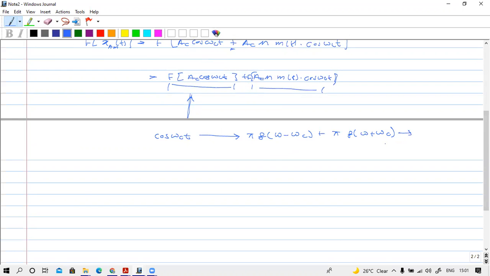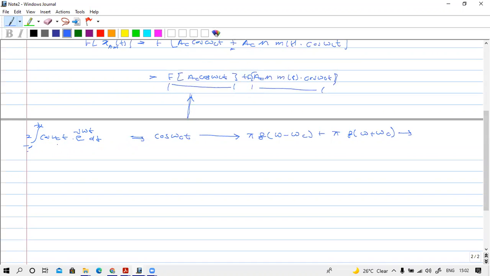To get this value, you have to get the Fourier transform of cos omega_C t. So you have to evaluate this integral: the integral from minus infinity to plus infinity of cos omega_C t times e to the power minus j omega t dt. This is the Fourier transform analysis equation, which we use to get the Fourier transform.